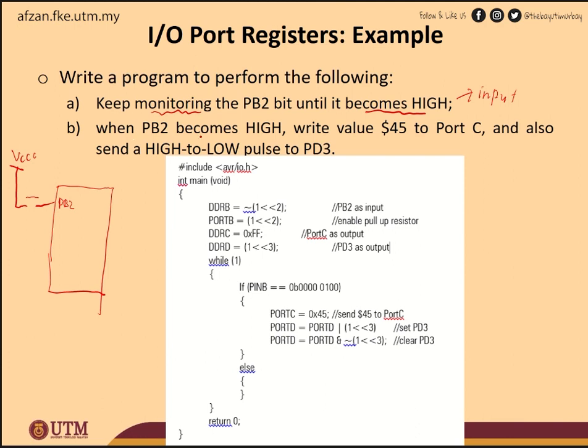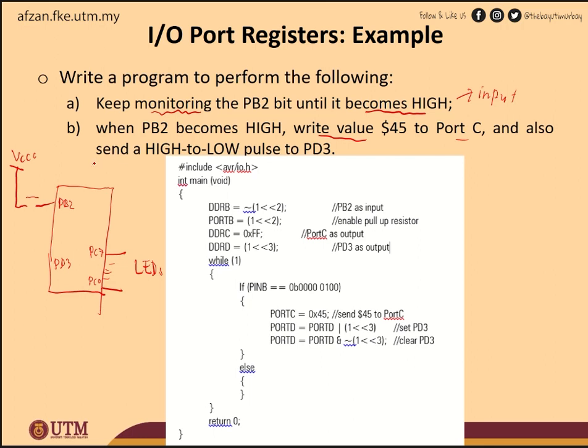When PB2 becomes high, you need to write a value 45 to port C, and also send a high to low pulse to PD3. So you have a PD3 here and port C. This port C, 8 bits, is connected to your LEDs. Why LEDs? Because you want to write a value to your port C. You want to send out the value from the microcontroller to your port C. So this one here, you connect to your LEDs. Or you can also connect it to any output device, such as a seven-segment display, or you can connect it to a printer, monitor, etc. As long as it is an output device. In this case here, we just use LEDs.